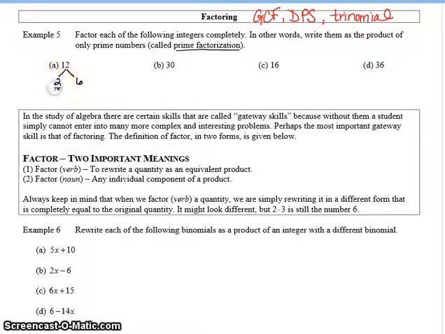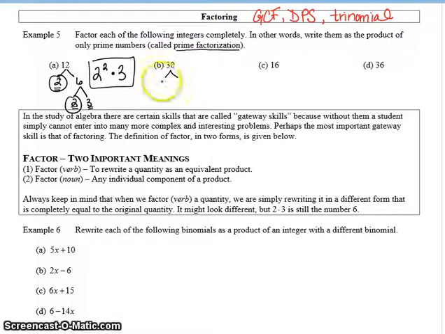So 2 is prime, so you know that's done. But 6 is not, so that's a composite number, so you have to break that down. 2 times 3 is 6. Now I'm left with all these numbers. So I have 2 2's, so we write that as 2 squared times 3. And 2 squared times 3 is 12, so that's my answer there.